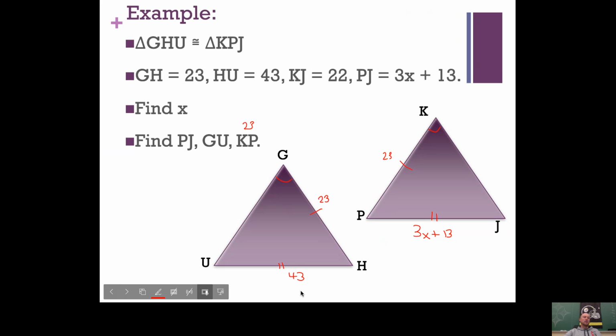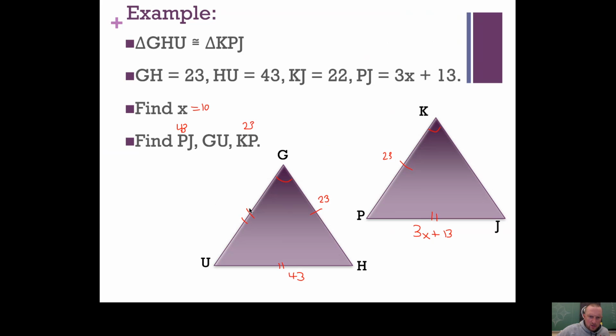And we can figure that out. 3 times something plus 13 gives you 43. You could probably do this in your head. It's going to be 10. 3 times 10 is 30, plus 13 gives you 43. So we know that X is 10. How far is it from P to J? 43.